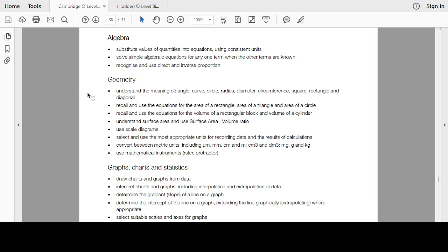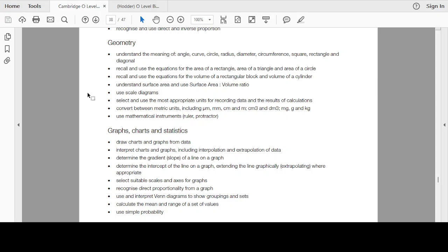Geometry. Understand the meaning of angle, curve, circle, radius, diameter, circumference, square, rectangle, and diagonal. Recall and use the equation of the area of a rectangle, area of a triangle, and area of a circle. So you need to know those formulae. Recall and use the equations for the volume of a rectangular block and volume of a cylinder. So you need to know those. Understand surface area and use surface area to volume ratio.